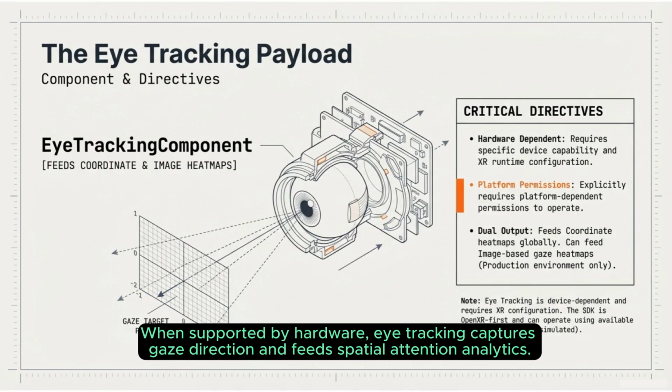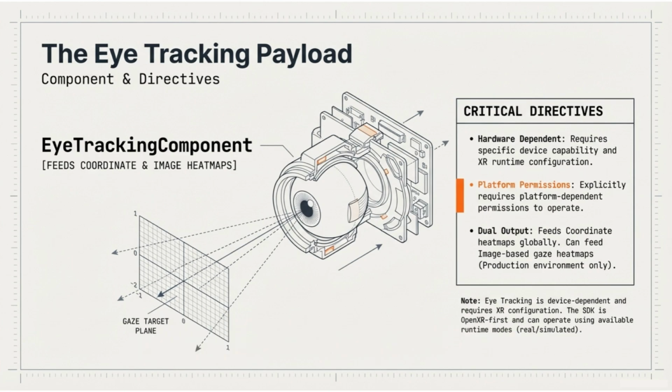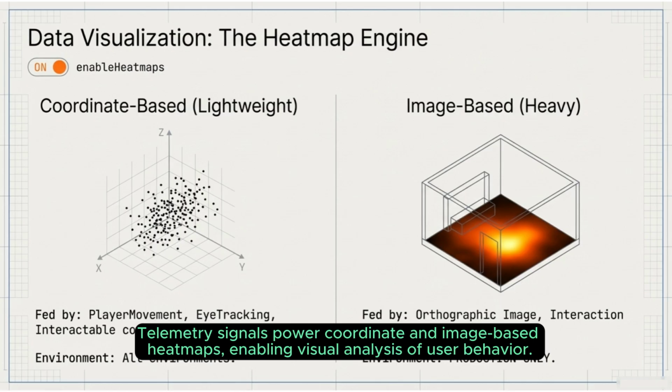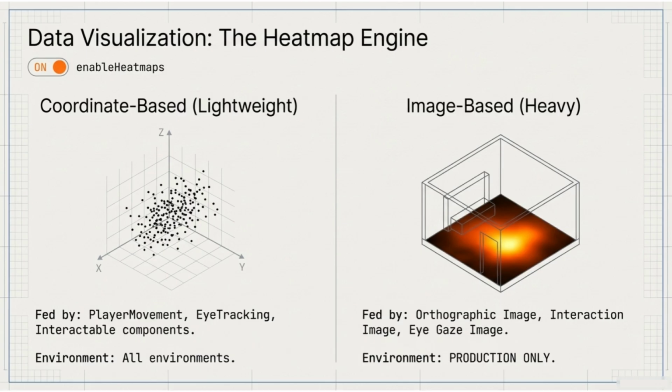When supported by hardware, eye tracking captures gaze direction and feeds spatial attention analytics. Telemetry signals power coordinate and image-based heat maps, enabling visual analysis of user behavior.